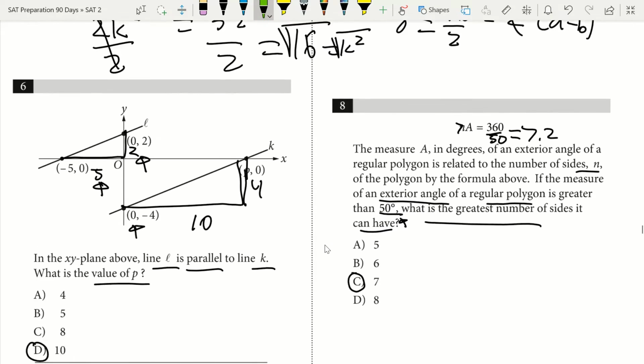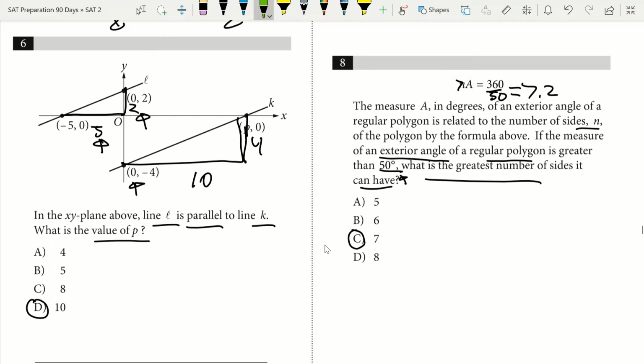Number 6. Going down here, I got line K is parallel to line L. What's the value of P then? I see P is right there. Okay. I see if I go over 5, I go up 2. So if I'm going over 10, I must go up 4. And I see then that P then has to be 10 since we started at 0 and we went from -4 to 0. So answer there, that's checked as well.